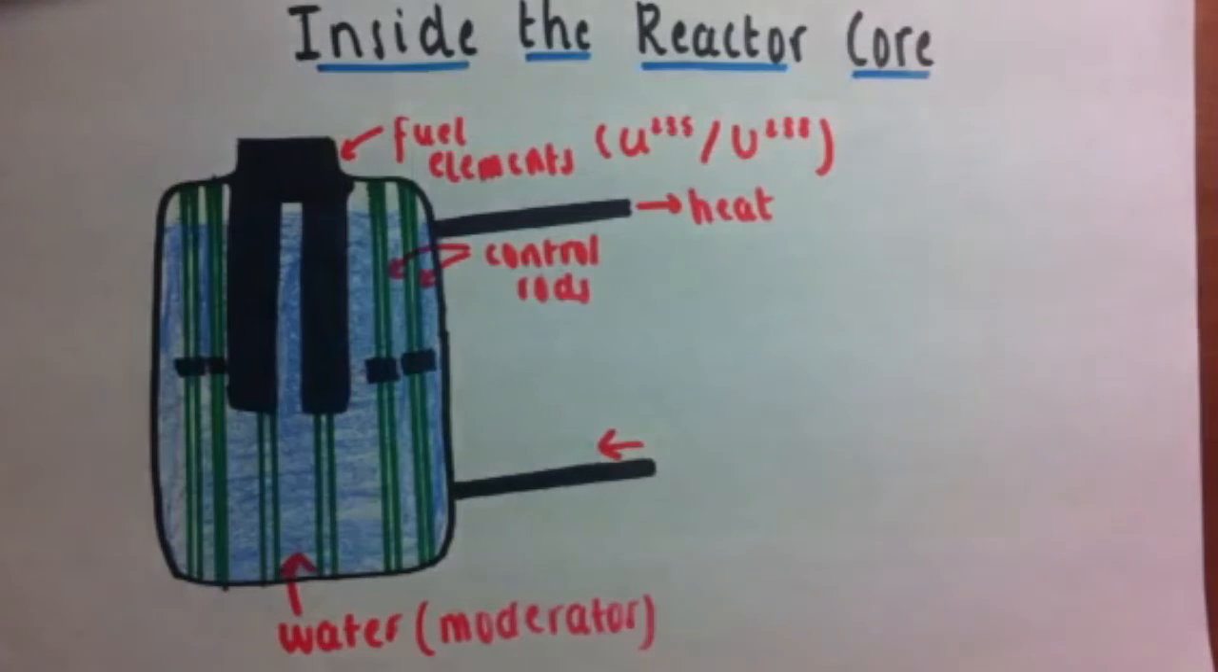Water is usually used as the moderator. The role of the moderator is to slow down the high-energy neutrons which are released after each fission reaction, and make them into thermal neutrons.